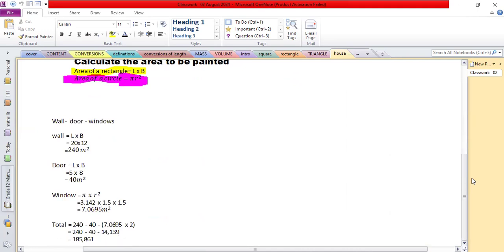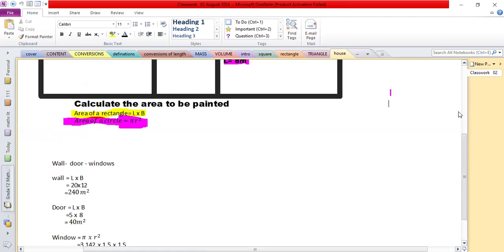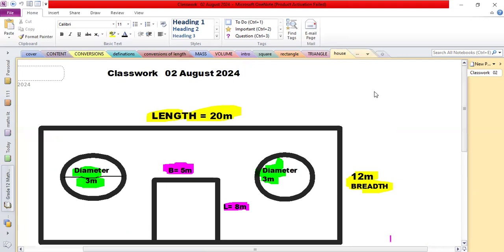Wall minus door minus windows. Wall is length times breadth because it is rectangular: 20 times 12, which is 240 meters squared. Door is length times breadth: 5 multiplied by 8, which is 40 meters squared. Window is pi multiplied by radius squared, which is 3,142 times 1,5 times 1,5, which is 7,0695. But this is for one window. Then you need to times that number by 2, and it will give you 14,139. So when you are minusing, you will say 240 minus 40 minus 14,139, and your final answer will be 185,861 meter squared. We are done with that one.